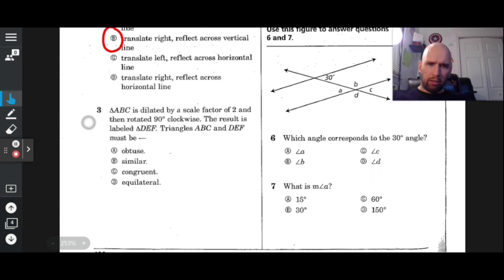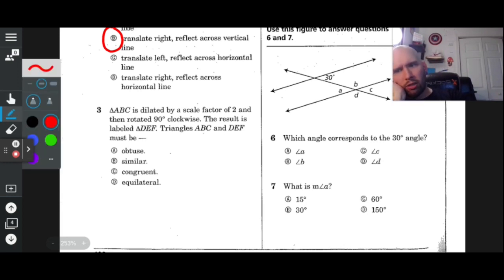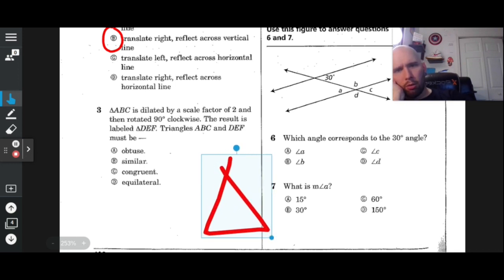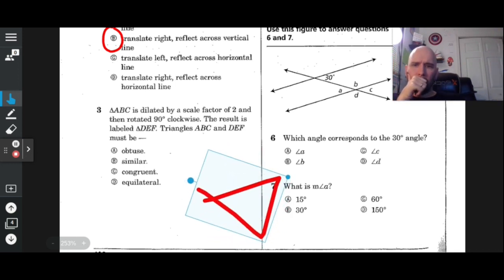ABC is dilated by a scale factor of 2 and then rotated 90 degrees clockwise. The result is labeled DEF. Triangles ABC and DEF must be... Okay. So if I take a shape, and I make it bigger and then I rotate it. So let's take any random shape. Dilate it, make it bigger, rotate it. What happened? The result is obtuse, but I don't know.